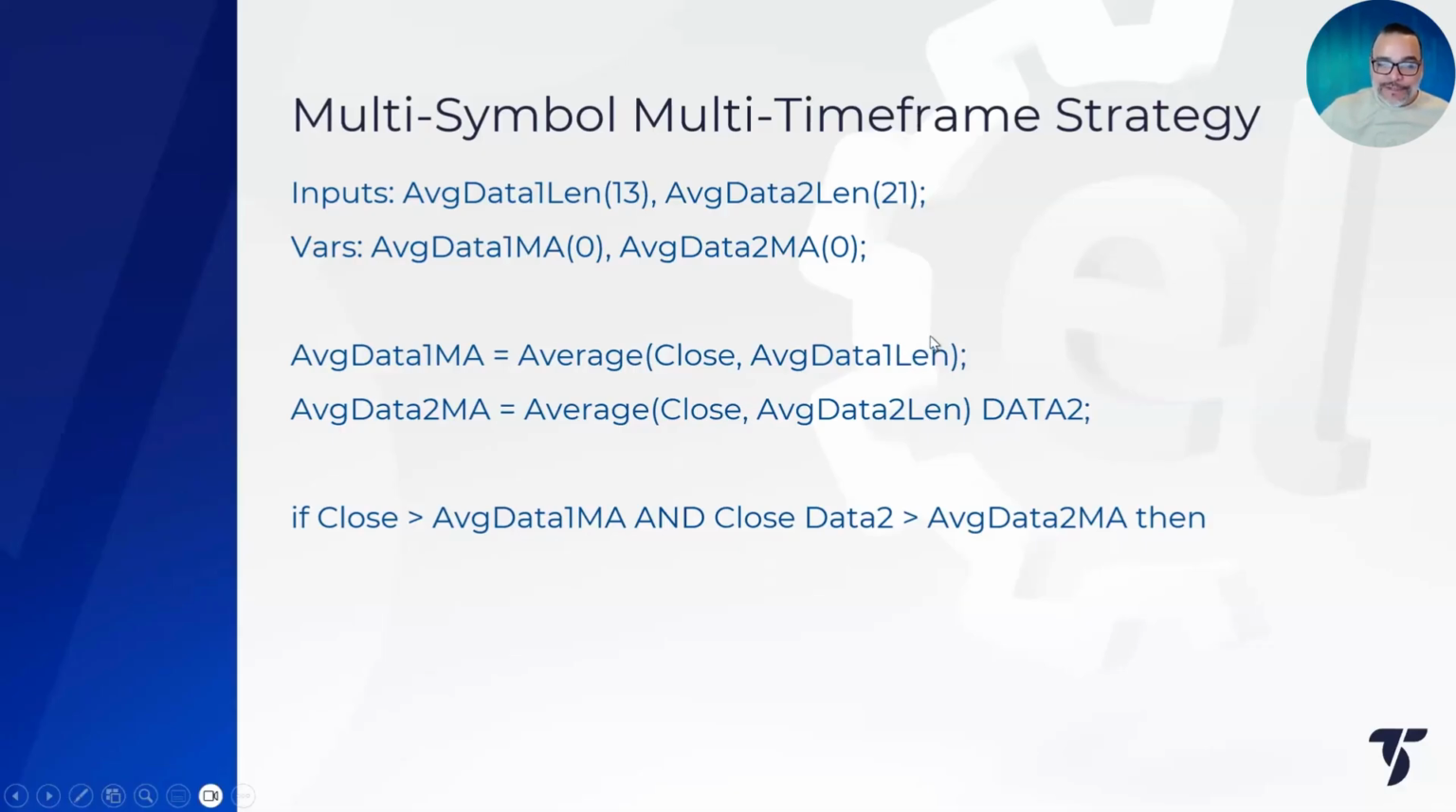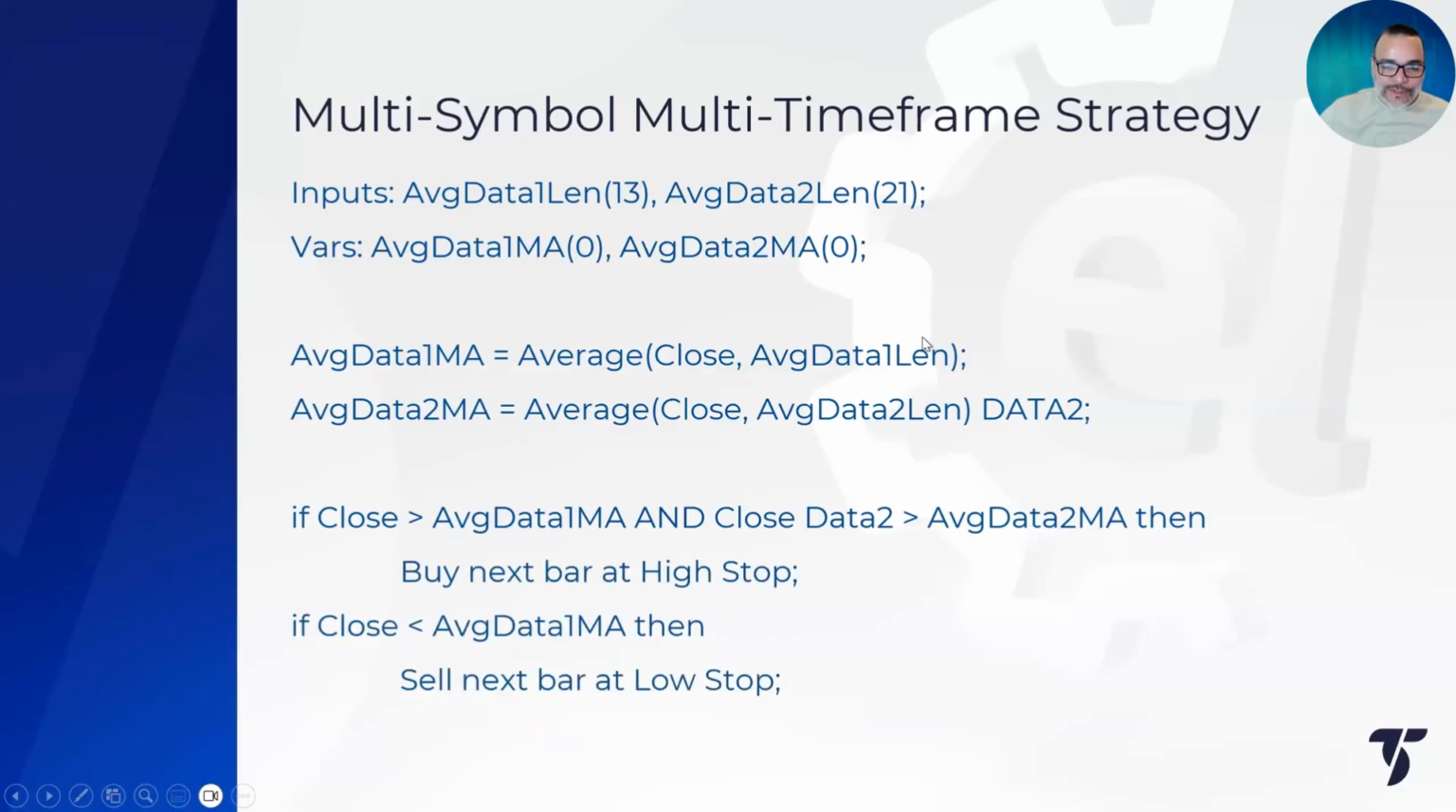so you can see how to set up a multi time frame strategy. Okay, as you can see on this strategy, let's go ahead and break it down a little bit so we can see what's going on. All right, so we have the inputs. We have a different length depending on the data number. So for data one, we have 13, and for data two, we have 21.